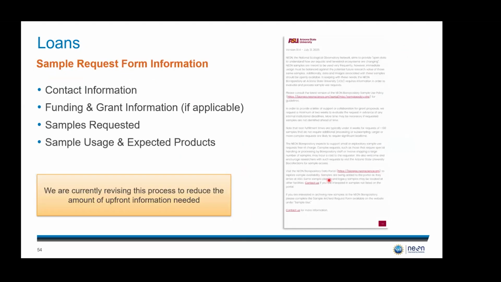The form looks something like this now, requiring some information up front, like contact information, funding or grant information if that's applicable to you, what samples you want, what you expect to use those samples for, and any expected products that you expect to get from your analysis. We are aware that this can be a lot of information up front for someone who might not have it yet. So we are currently in the process of revising this form and making this process a bit easier to manage. That being said, you can always just directly contact us to talk to us first before filling this out too.